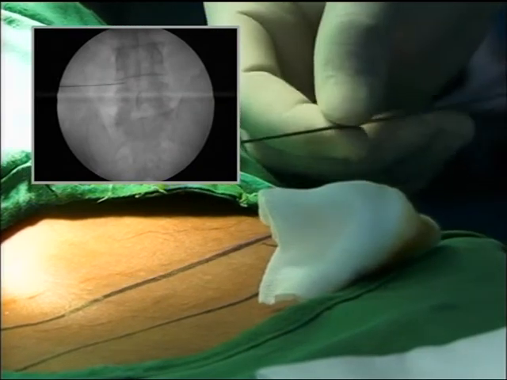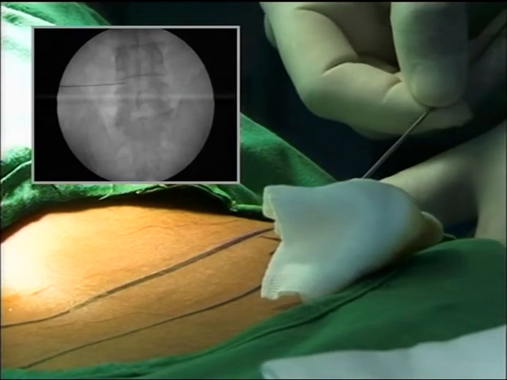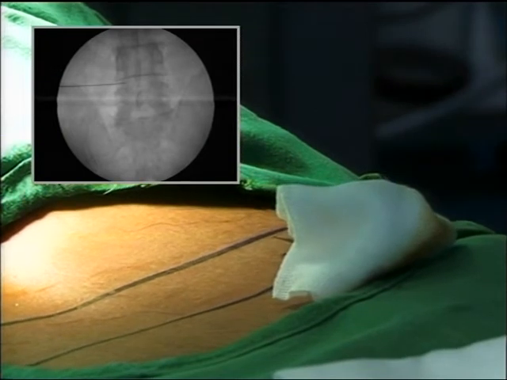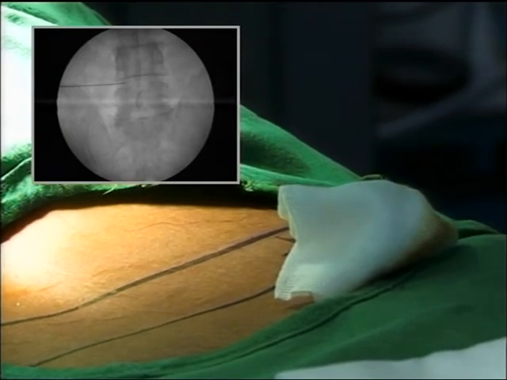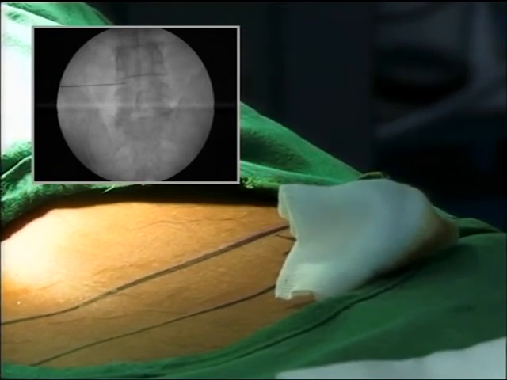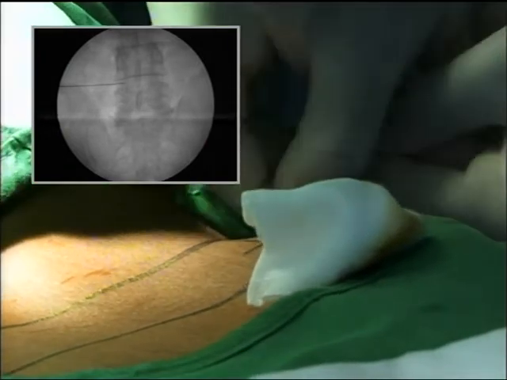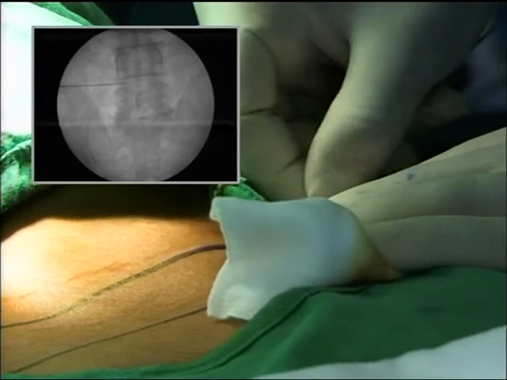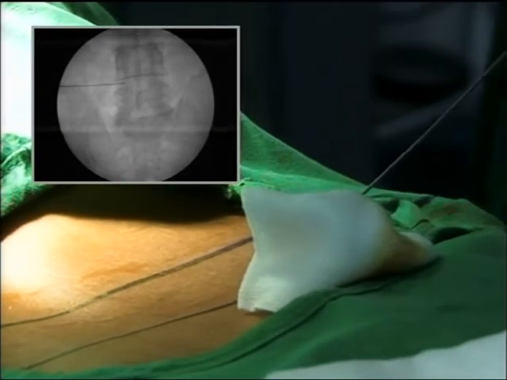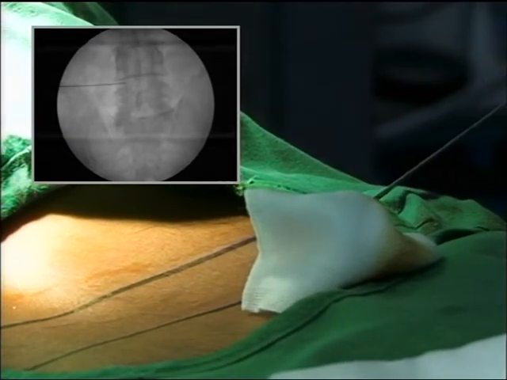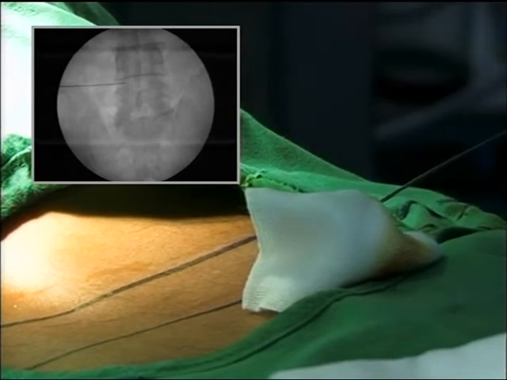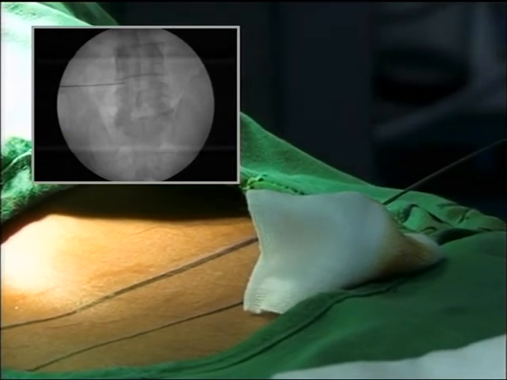See, always check in AP, advance in AP and check in lateral. Always we advance in AP and check in lateral. Give me local. Local syringe, without needle.